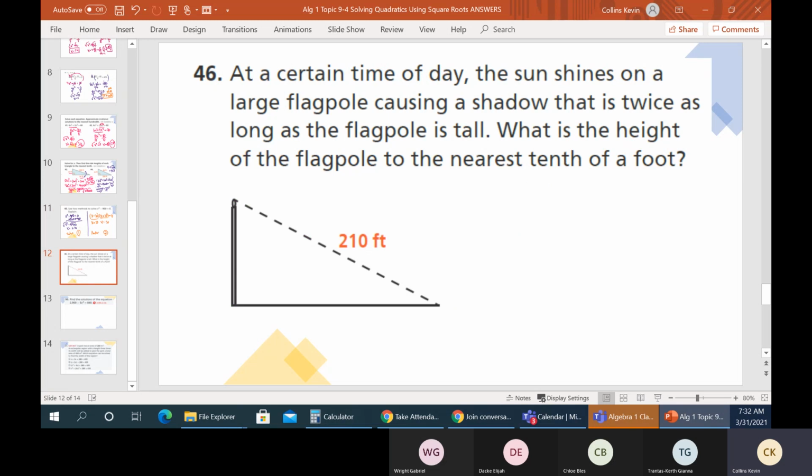All right, it says at a certain time of day, the sun shines on a large flagpole, causing a shadow that is twice as long as the flagpole is tall. What is the height of the flagpole to the nearest tenth of a foot? Okay. So in the future, you will do this using trigonometry, but you guys aren't there yet. Next year in geometry, you'll do some trig, and you'll do problems kind of like this. But that's down the road. All right, so they're saying we're going to call x the height of this guy, right? And the shadow is twice as long, so he's 2x.